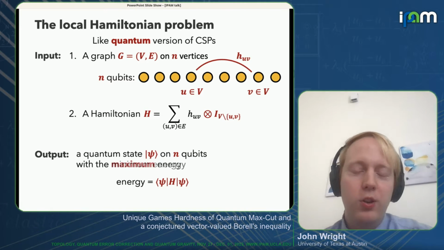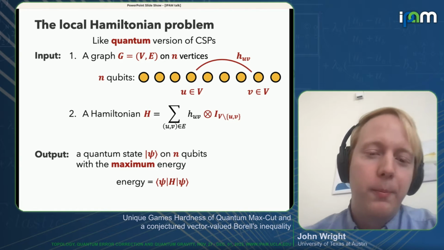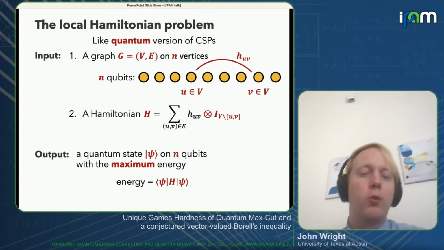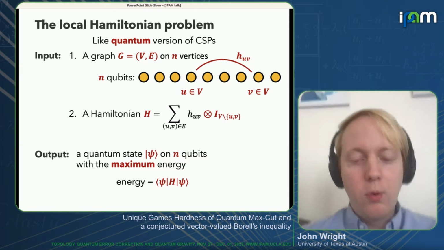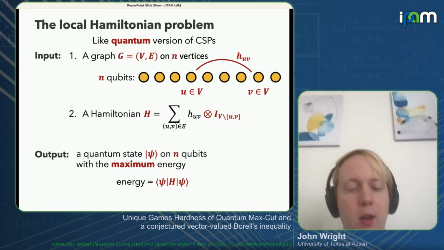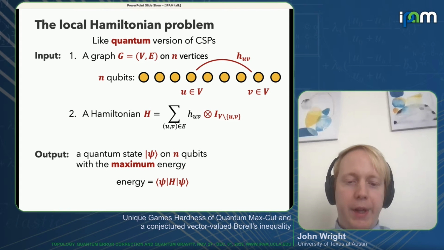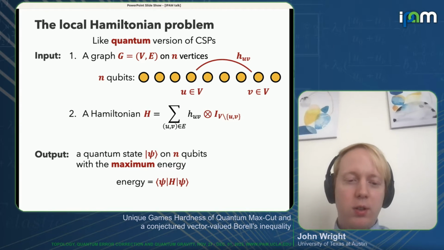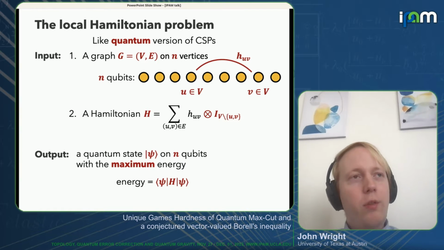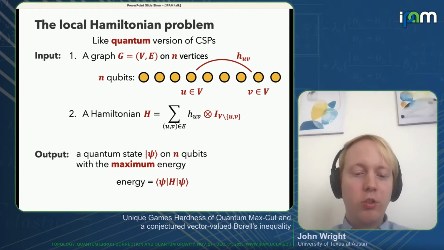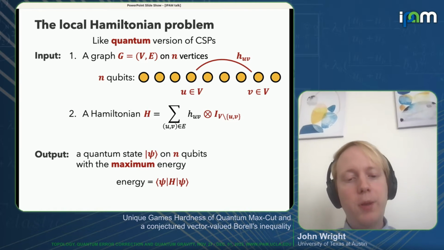Now, actually, in this talk, we're going to do a little bit of a switcheroo, which you may not have seen if you work with local Hamiltonian problems. Instead of working with the minimum energy, we're going to be looking at the state with the maximum energy. This is equivalent. If you want to look at the Hamiltonian H and look at its minimum energy, it's equivalent to looking at the Hamiltonian minus H and looking for the maximum energy.